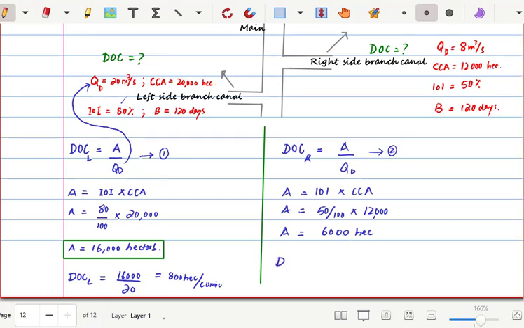So now DOC, duty on capacity, or duty for right side is equal to 6,000 divided by QD, right? Design capacity for right side is given to us, which is 8 meter cube per second, and this is 6,000 hectares, which is going to be equal to 750 hectares per cumec.